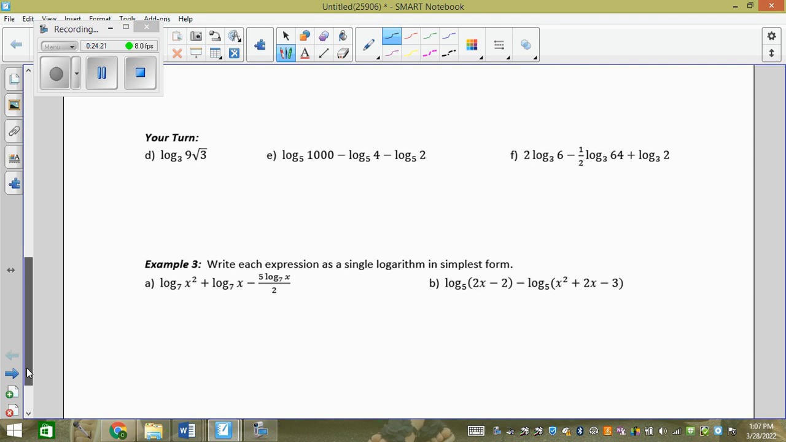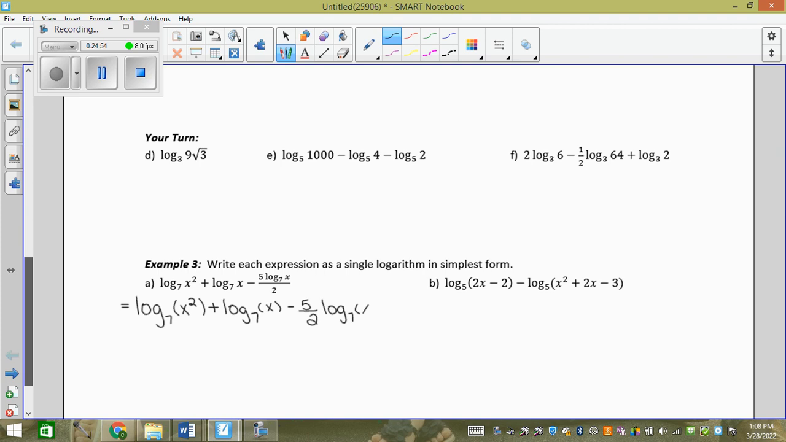So in order to write as a single logarithm, what are our rules? They all have to be the same base, and they all have to have what in front? Plus or minus 1. Now this one is confusing, because it's 5 blah blah blah over 2. How could I rewrite this so it's not confusing? Yes. So log base 7 of x squared plus log base 7 of x minus 5 over 2 log base 7 of x.